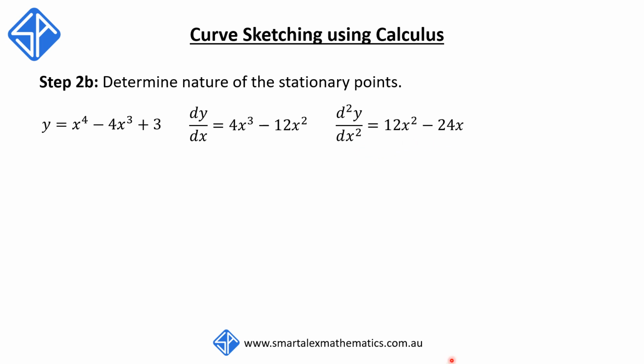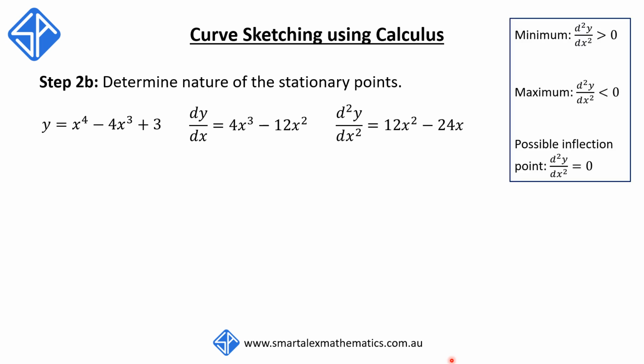If you remember, the second derivative gives us the concavity of the curve. So if d squared y on dx squared is greater than 0, the curve concaves up and we're going to have a minimum turning point. If d squared y on dx squared is less than 0, the curve concaves down and we're going to get a maximum turning point. But if d squared y on dx squared is equal to 0, that tells us that we have a possible point of inflection.